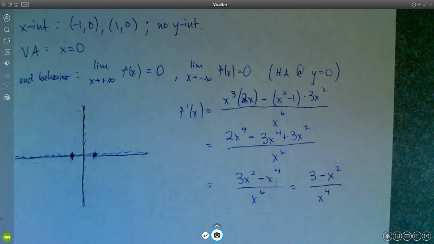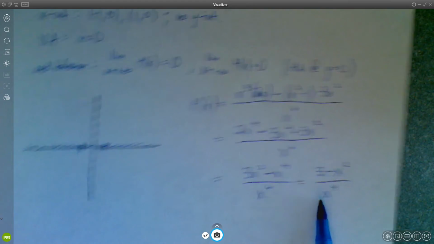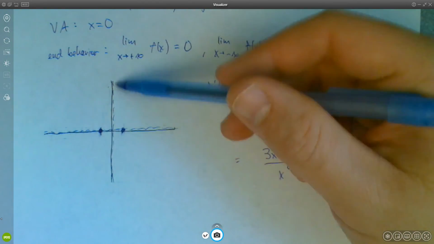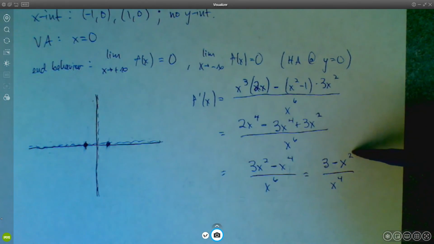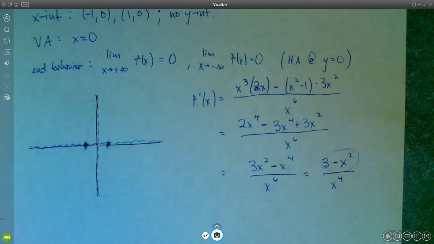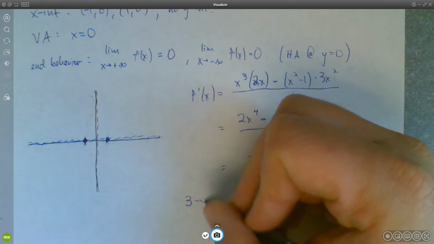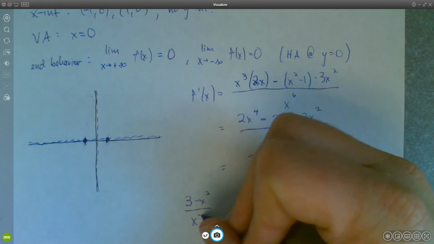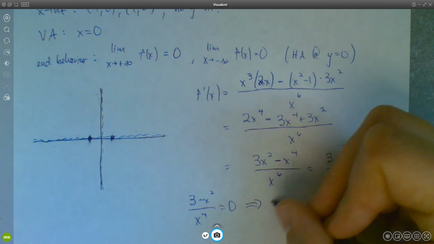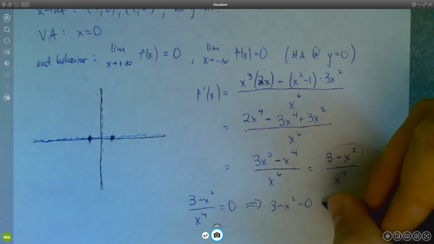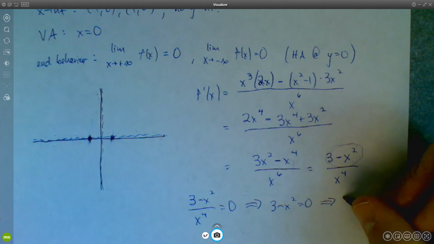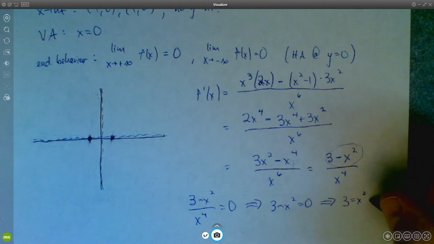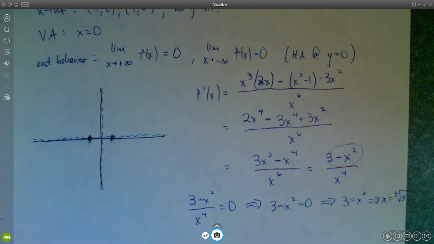Okay, as far as critical points are concerned, we would have a critical point at 0, except that the function's not even defined at 0. We would also get critical points at plus or minus square root of 3, right? If we set this equal to 0, 3 minus x squared over x to the fourth equals 0 implies 3 minus x squared equals 0 implies 3 equals x squared implies x is plus or minus root 3. Okay, so critical points at plus or minus root 3.